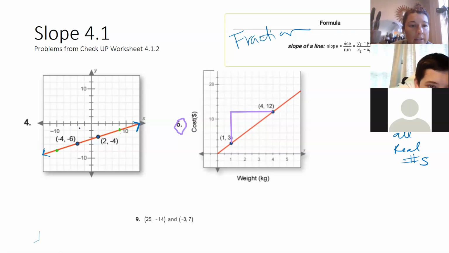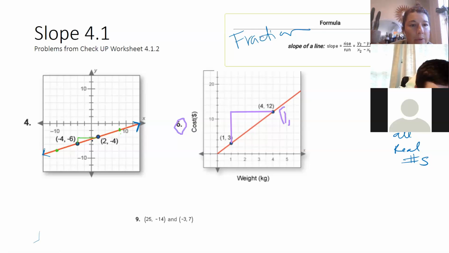Good. So Caden, let's find the rise between the 2 points that we know. They gave us 2 points. So over 2, down 4. And this one is at, there we go, good. So what's your rise there? How many are you going up from one to the other?